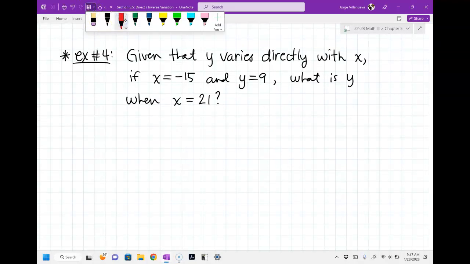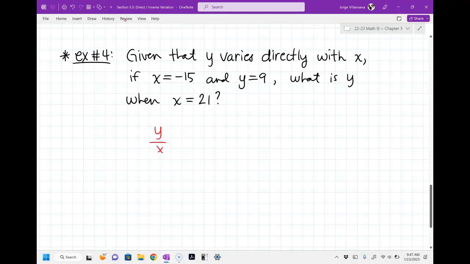All right, so given that y varies directly with x, direct variation is y over x equals k. I'm going to write it down twice. Remember, the first time you use it to solve for k. The second equation is used to solve for x or y, whichever one they want you to solve for. So here we go. Y varies directly with x.